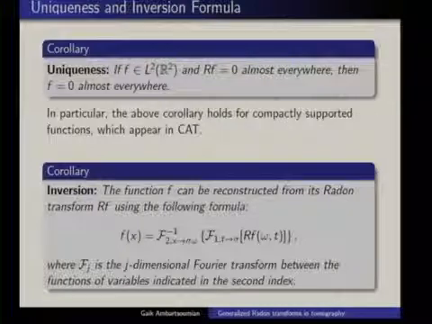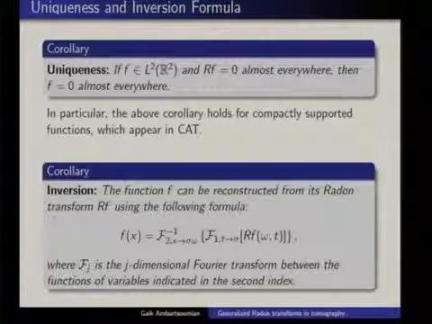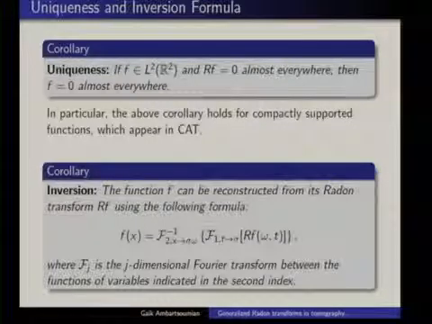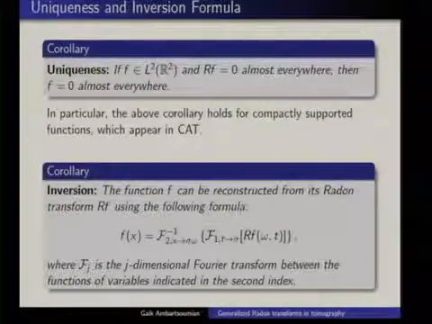Okay, and this is the inversion strategy. So if you want your function, you have the Radon transform, do a one-dimensional Fourier transform, then a two-dimensional inverse, and you have your function back.